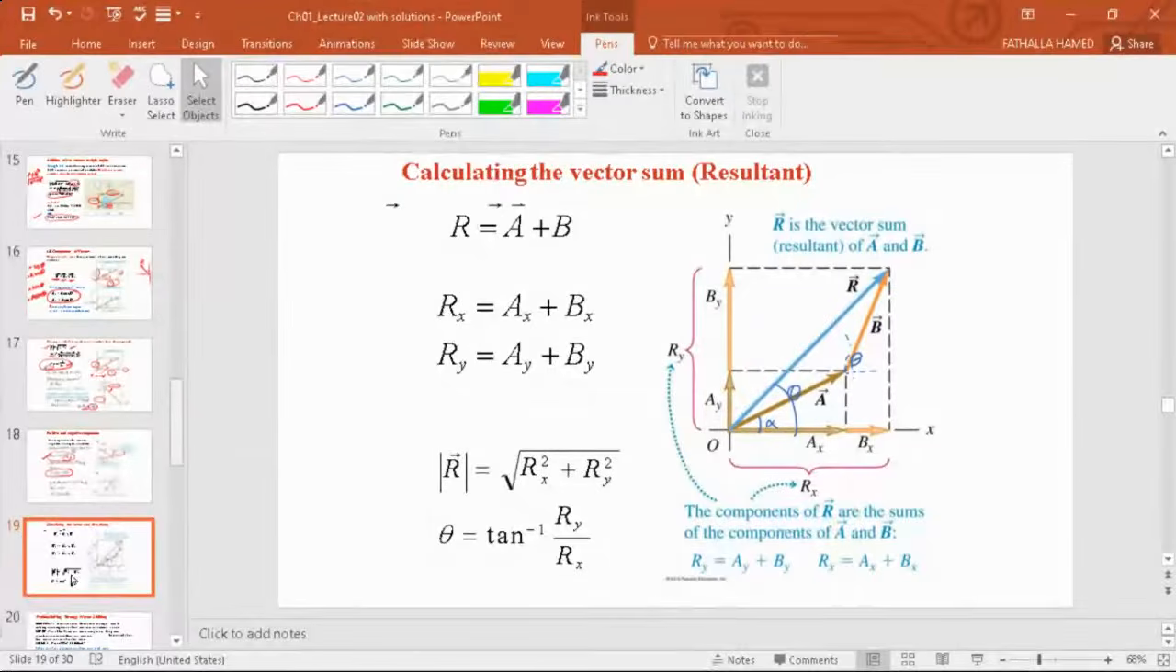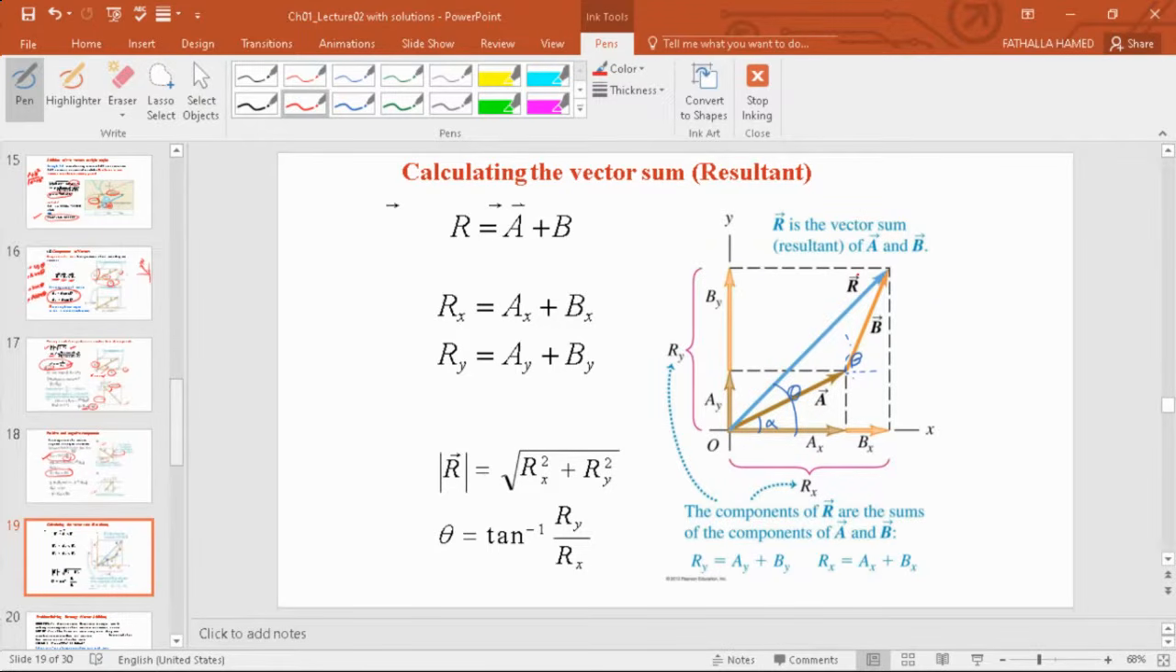Now, when you are dealing with addition of vectors, remember we said when you're adding vectors, you always put the tail to the head. So now you have a vector A here, and you want to add to it vector B. So you're going to put the tail of B to the head of A. So you're adding these two vectors. And this is your resultant vector.